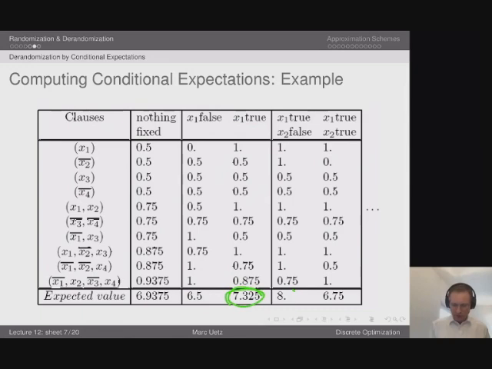And then, of course, I would continue with the larger of these two conditional expectations, which, if you compare, is indeed larger than the 6.9 that we started with. And we would fix variable x1 to be true. The next step would then be to do the same, keeping variable x1 true, right? I compute the two conditional expectations, x2 being false or x2 being true. I do it exactly in the same way. And here I see that fixing variable x2 to be false gives me the better of these two conditional expectations. So this is what I do. And this way I just continue.